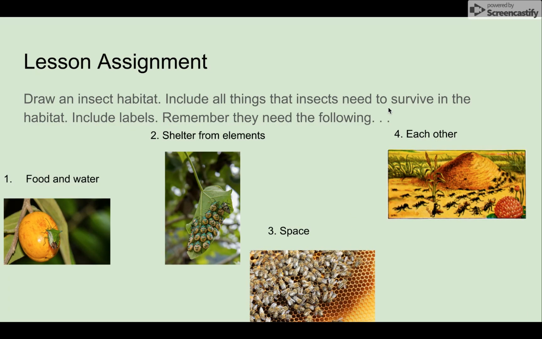So your assignment for this lesson is to draw an insect habitat. And in your drawing, you have to include all the things that insects need to survive in the habitat, and you need to include labels. So remember, when you're making your drawing of an insect habitat, you need to show food and water. You need to show the insects having shelter from the elements like rain and wind. You need to show that the insects have enough space, and you need to draw more than one insect in the habitat because insects need each other.